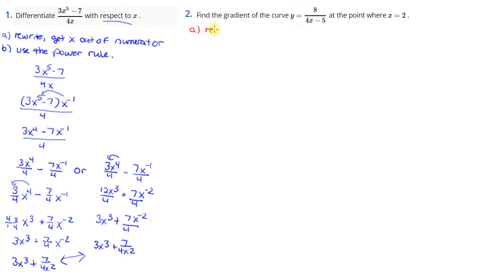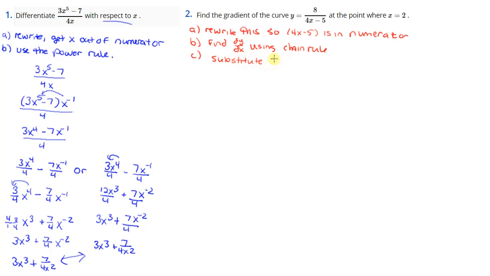Now in number 2, I'm going to rewrite it once again. In this case, the entire 4x minus 5 is going to have to come up to the numerator. That's right now to the first power. Think of that denominator as being a group, so the whole thing has to go. Then I'm going to use the chain rule because I'm going to clearly have this group up in the numerator once I have this moved. Once I have the derivative using the chain rule, I'm going to substitute x equals 2 into my derivative, and that will give me the slope or the gradient when x equals 2. So let's go ahead and work this out.